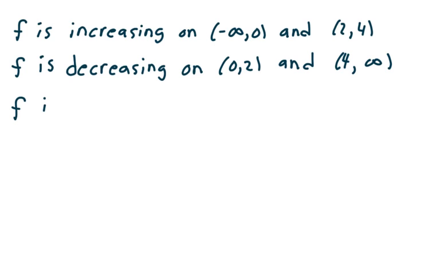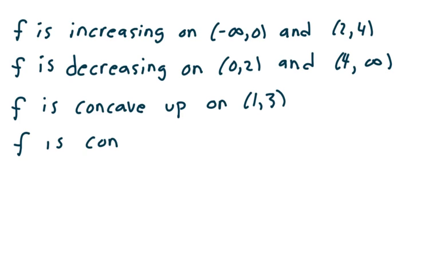F is concave up on 1 to 3, and then F is concave down on negative infinity to 1 and 3 to infinity.